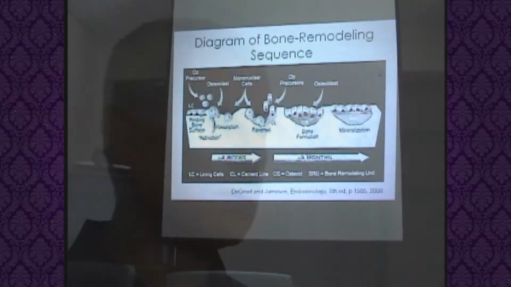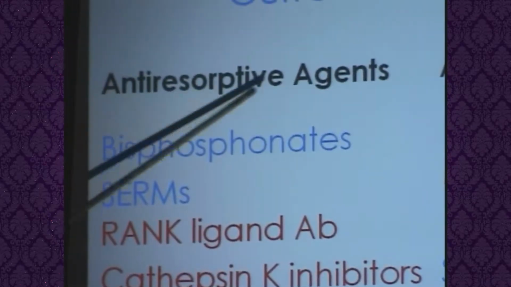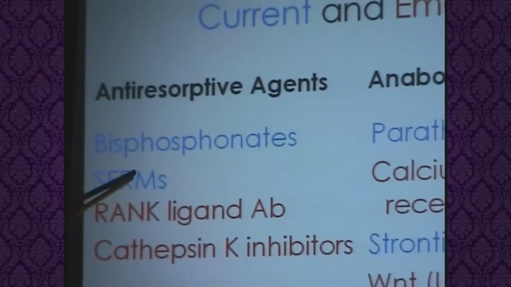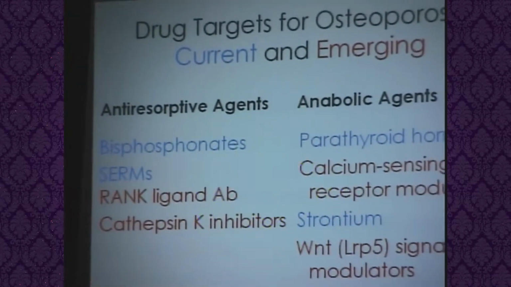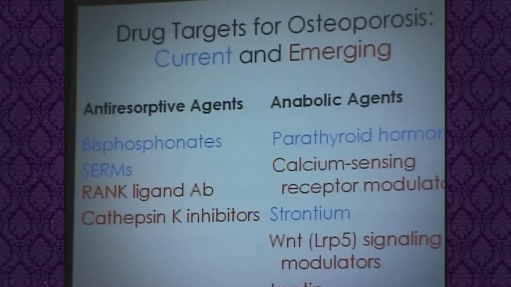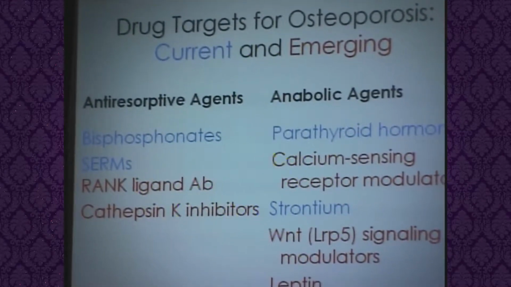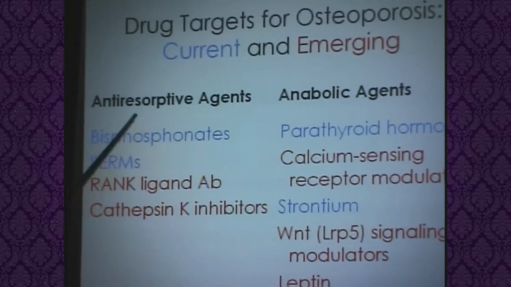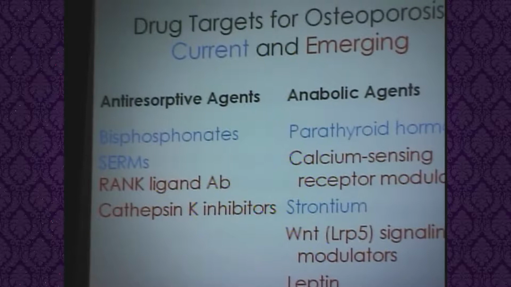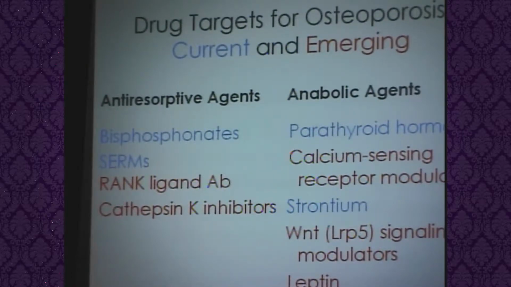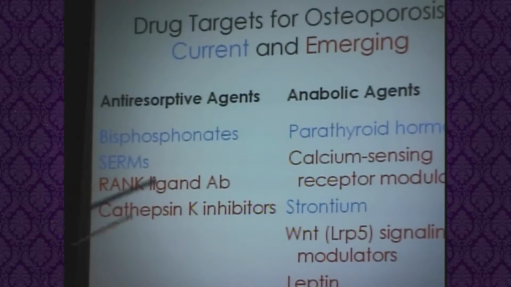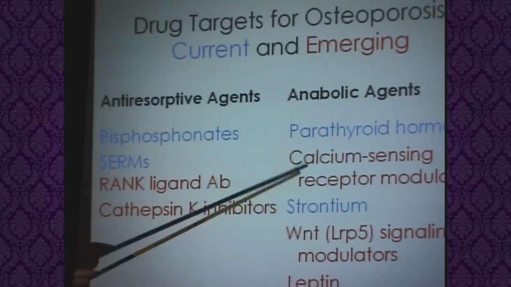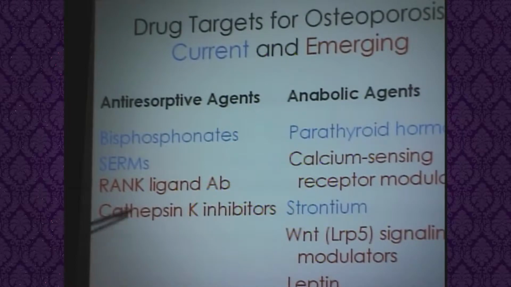I have spent too much time on this slide. So these are the agents that can be grouped under anti-resorptives or anabolic agents. And I put the ones that are currently being used in blue and the ones that are emerging on the basis of even preclinical evidence in red. So the one that's used primarily and that's been used for the past 15 years or so is a class of agents called bisphosphonates, which I'll show briefly on the next slide. I only want to touch on the blue agents and then go on to the red ones.